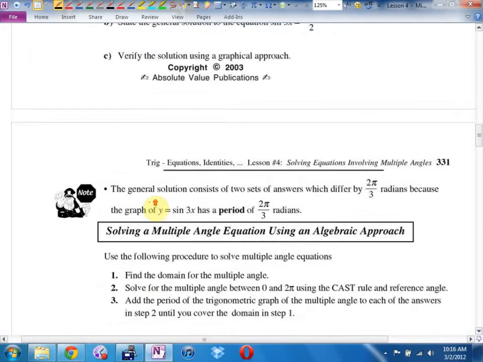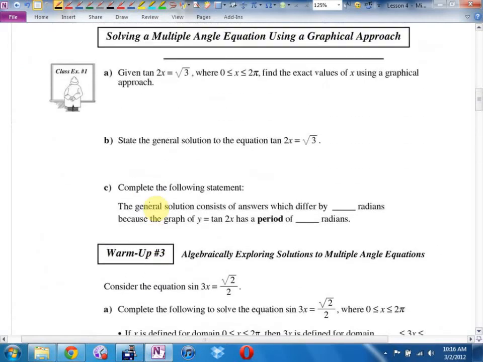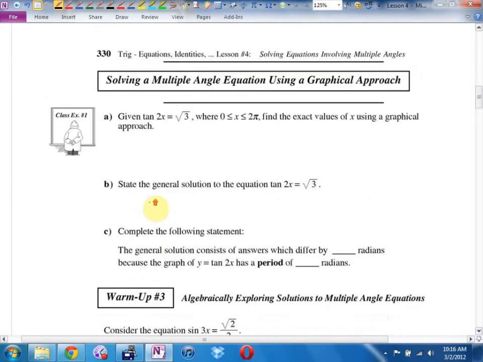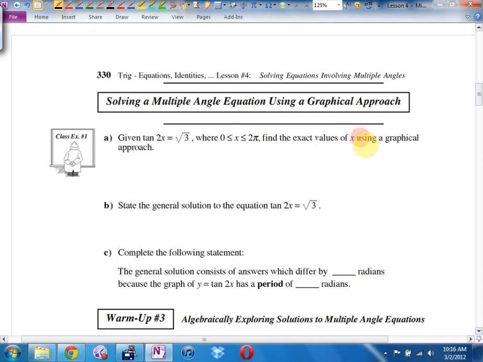Let's go back to example 1. Now it wants us to use a graphical approach. I'm going to just cross out using a graphical approach, and we're going to do this algebraically. Unfortunately, they haven't given us enough room. We're going to end up writing all over the place here, but that's okay.